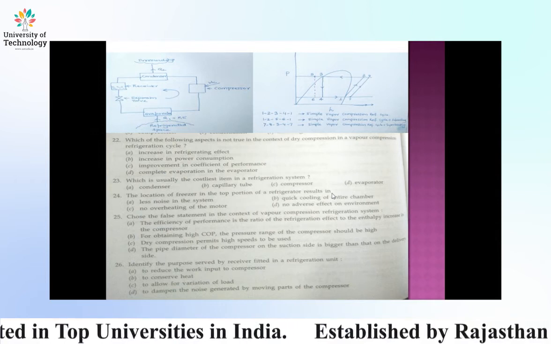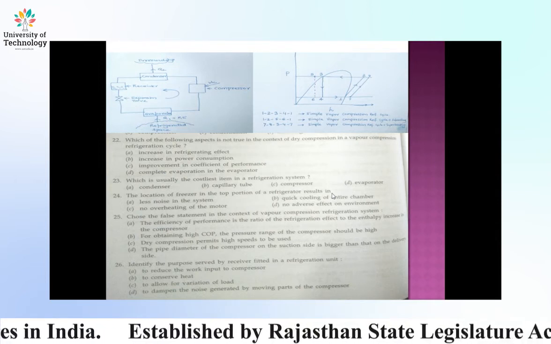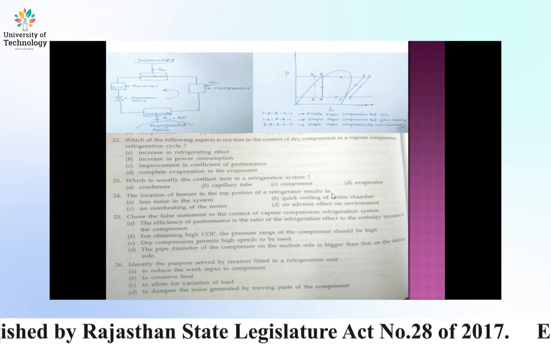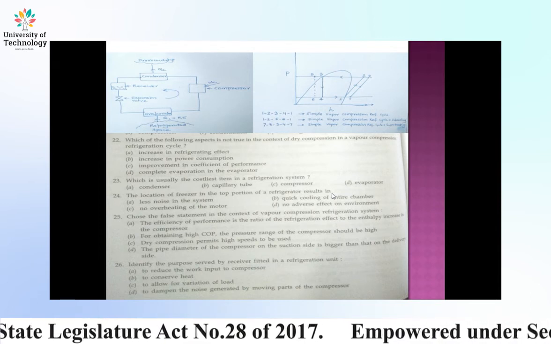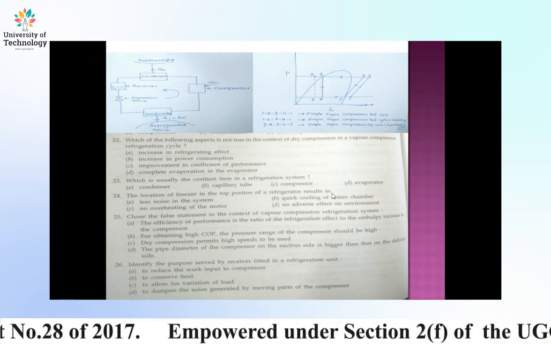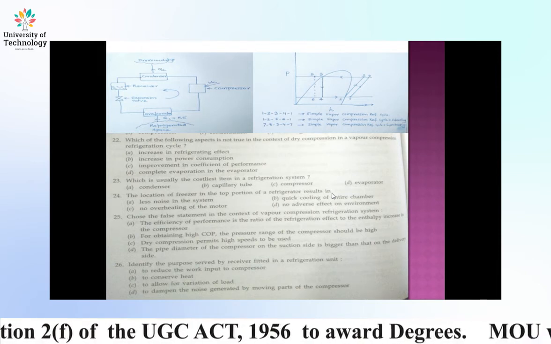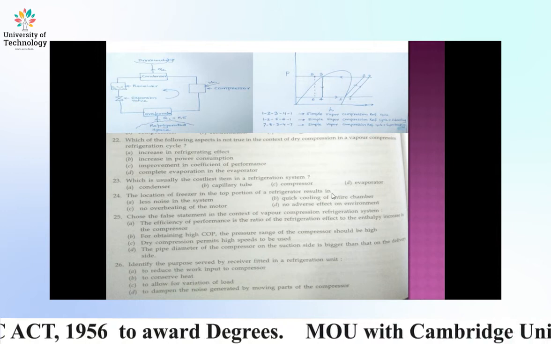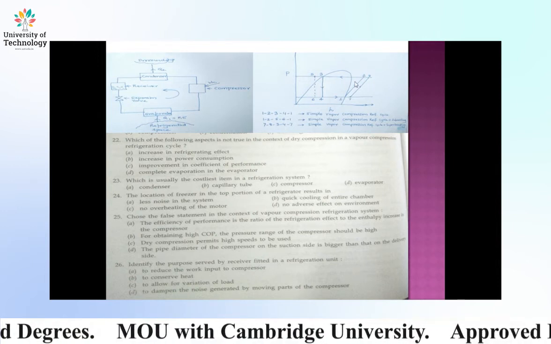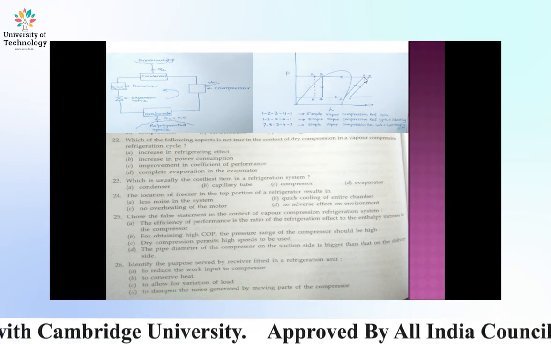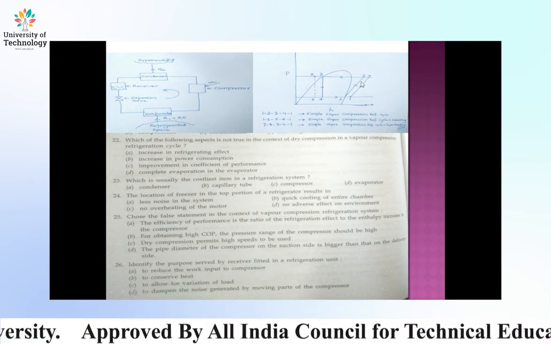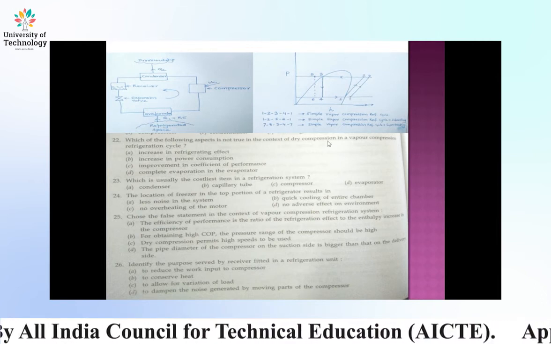Which one is the false statement? Number one. The coefficient of performance is the ratio of refrigerating effect to the enthalpy increase in the compressor work, or the compressor work done on compression. So this is the ratio of the coefficient of performance. So this is a true statement, not a false one.